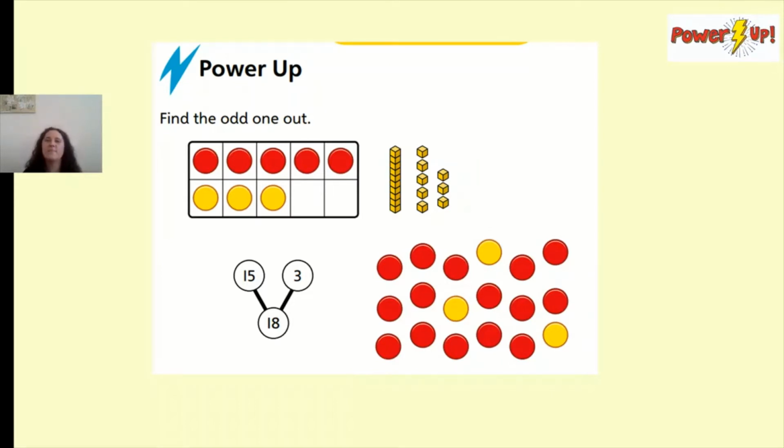Have you done that? Well done. Let's see if you found the odd one out. The odd one out here is the tens frame. Can you find out why that's the odd one out if that's not what you got before? Well done. It's the odd one out because its total is 8. All of the others total to 18, which is much higher than 8. So well done if you spotted that as the odd one out.